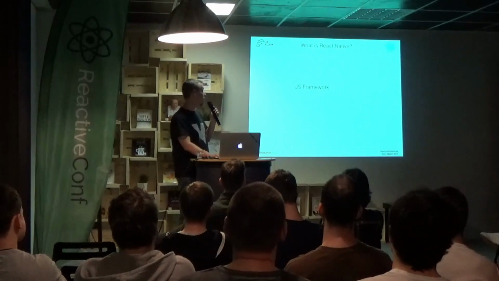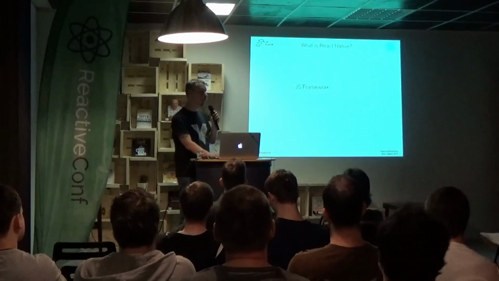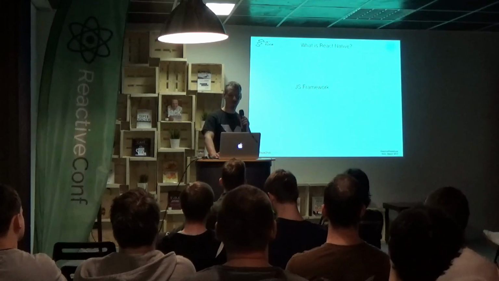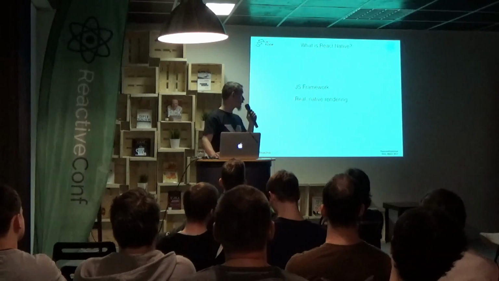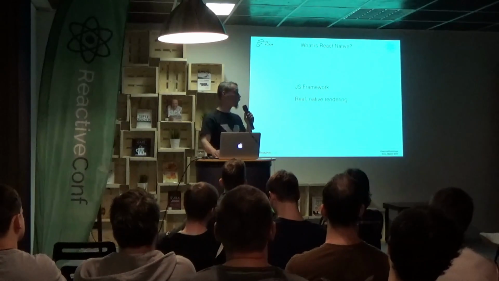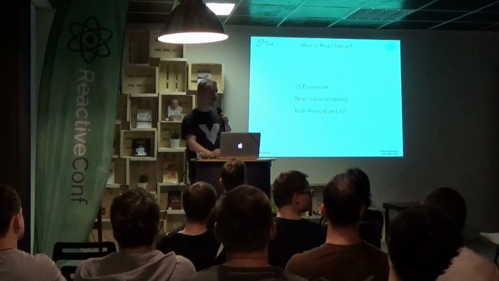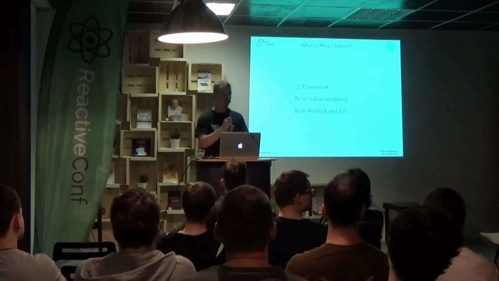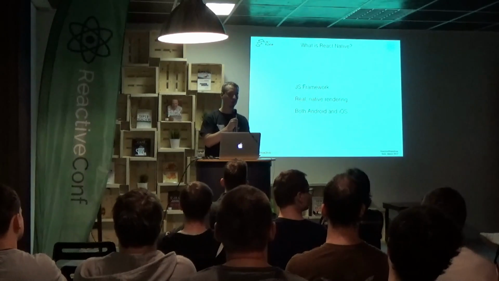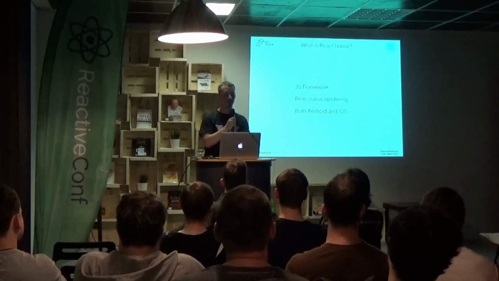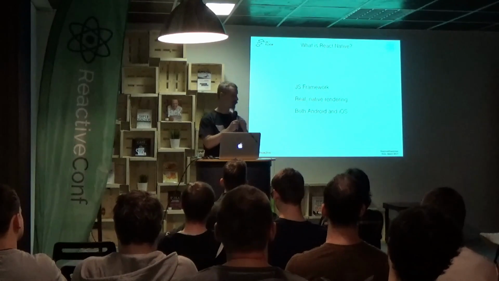So React Native is a JavaScript framework. Of course, it uses React, but it gives you applications that do real native rendering for both Android and iOS. It is open source for 2 years by now. It was released exactly 2 years ago. It's in production for 3 years, built by Facebook.